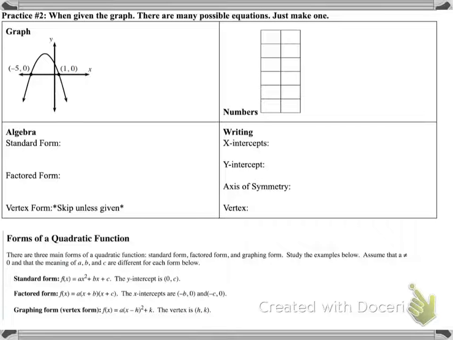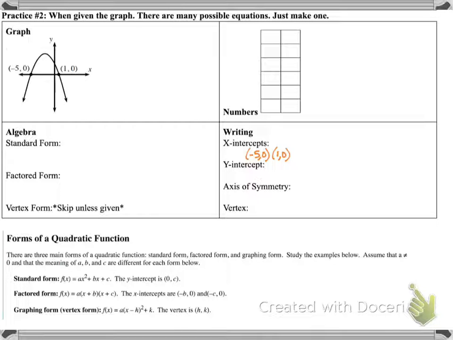This last practice problem is actually going to show up very similarly on your homework. Therefore, let's just pay attention. If we start off from our graph, our x-intercepts, our roots, are -5 and 1. We have our (-5, 0) and our (1, 0).